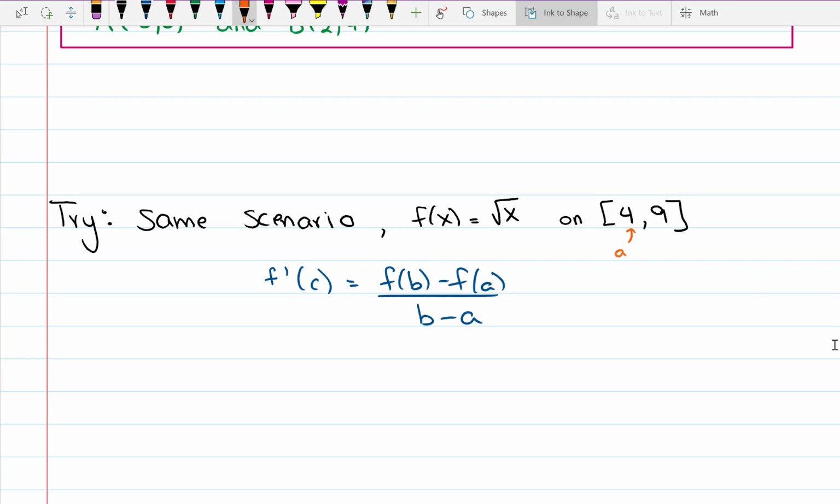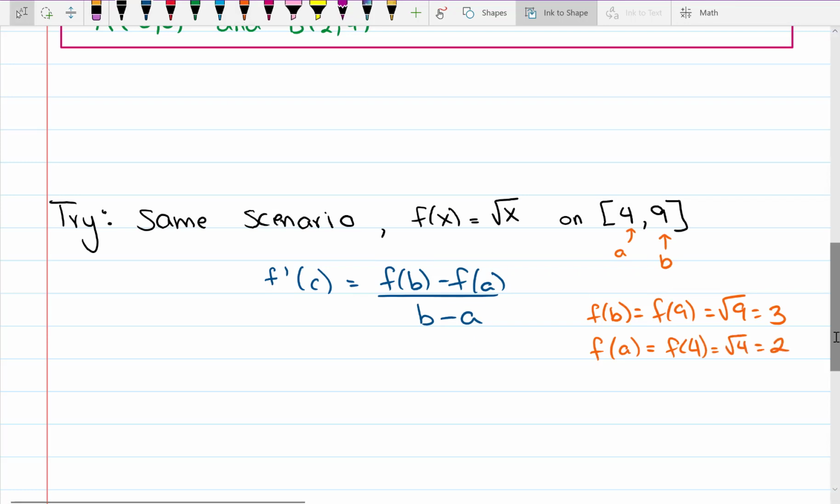Here is A, and here is B, so I know I'm going to need f of A and f of B. So f of B is equal to f of 9, which is the square root of 9, which is 3. Then we get f of A, which is f of 4, which is the square root of 4, which is 2. Now look, I'm going to need the derivative. So let's go ahead and take the derivative.